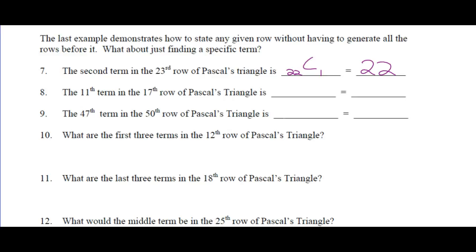The 11th term in the 17th row, we will need a calculator. So the 17th row starts with what? 16. The 11th term is choose 10, because we got to remember, the 17th row starts with 16 choose 0. So the 11th term is 16 choose 10, which is 8,000. Sorry, yours aren't working.